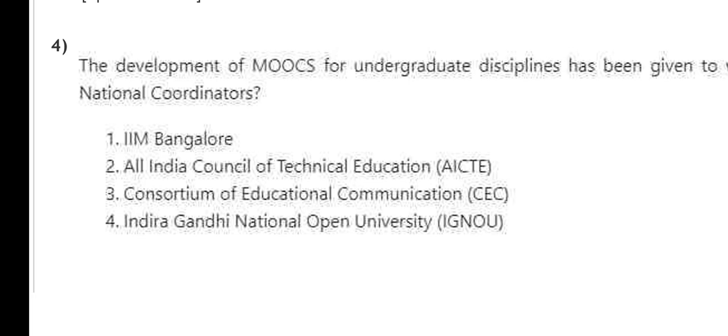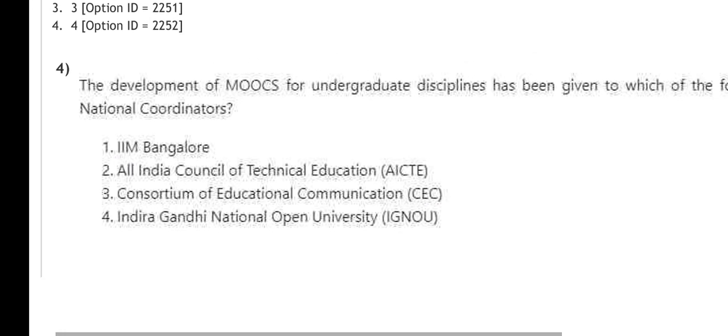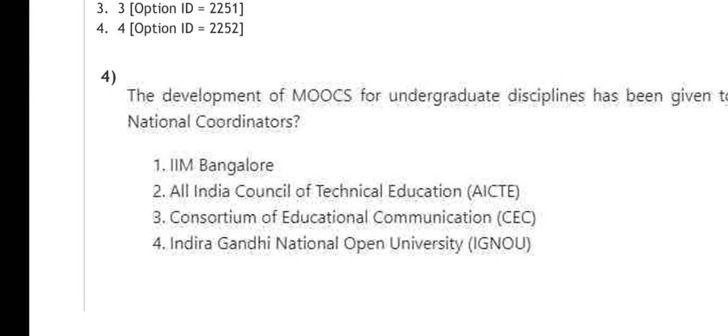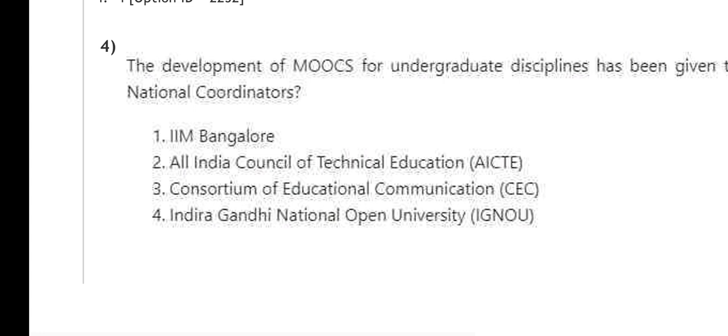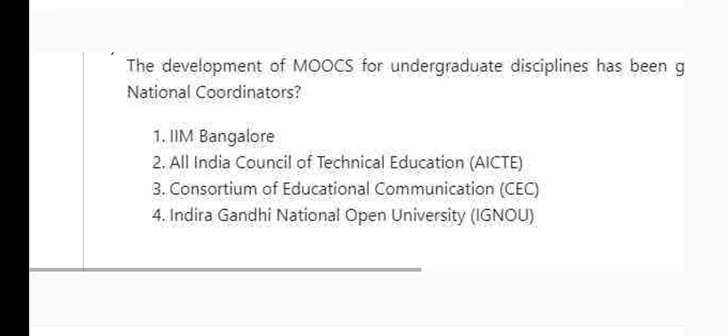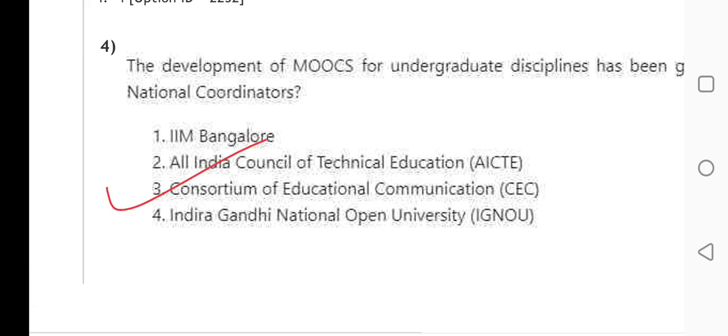Next, the development of MOOCs, massive open online courses, this MOOC for undergraduate discipline has been given to which of the following national coordinators? IIM Bangalore, All India Council of Technical Education (AICTE), Consortium of Educational Communication (CEC), Indira Gandhi National Open University (IGNOU). So it will be Consortium of Educational Communication, in short CEC.